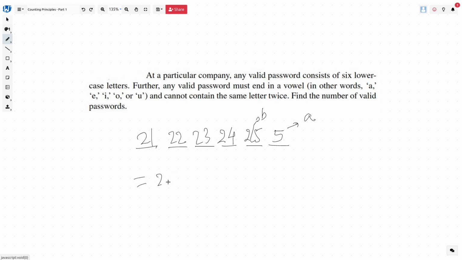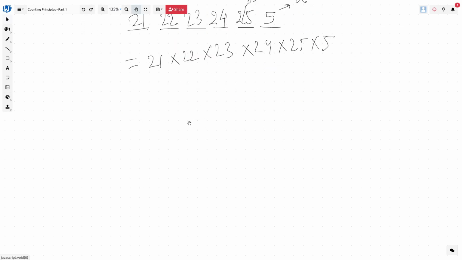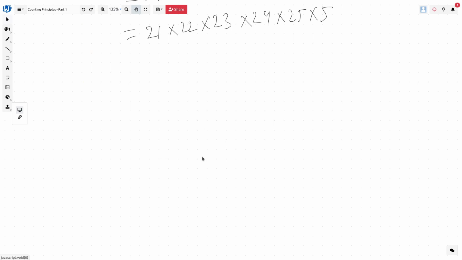So the total will be 21 into 22 into 23 into 24 into 25, and finally the 5. So you can multiply and check how it will look, right? So these are the only possible ways of finding any valid password in your company, with the word ending with a vowel, and no letter repeated twice. So now let's try to solve some other problems which are quite similar, but we'll look into that.